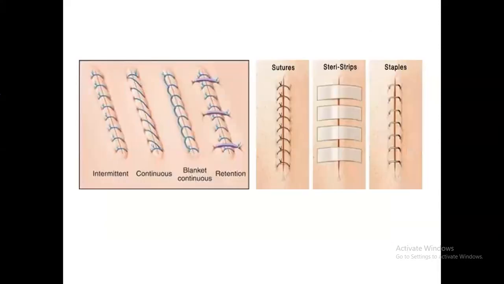Then see, these are the kinds of sutures. We have intermittent, we have continuous, we have blanket suture. We have retention type. And then on this side we have a suture, which kind of suture is this? Anyone? See, knots are present in each and every one of them, right? Knots are present, no?